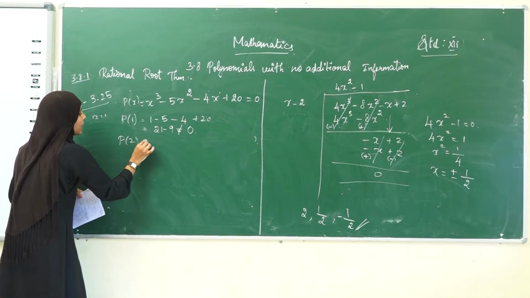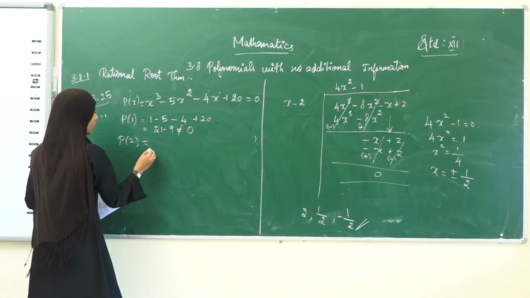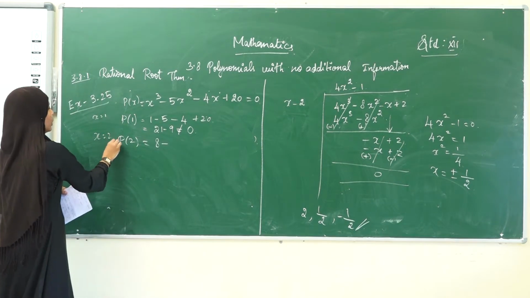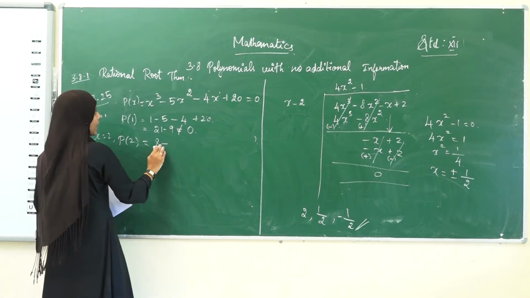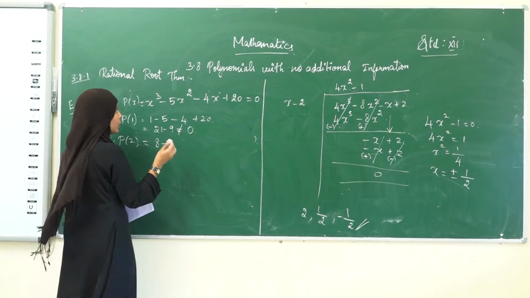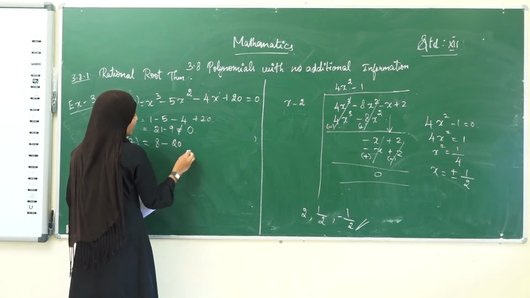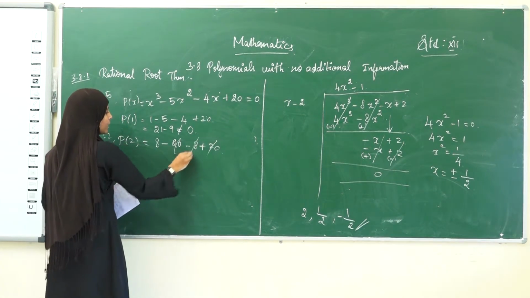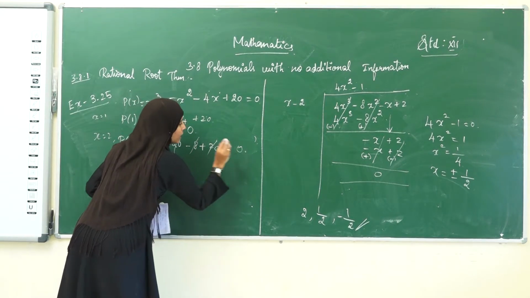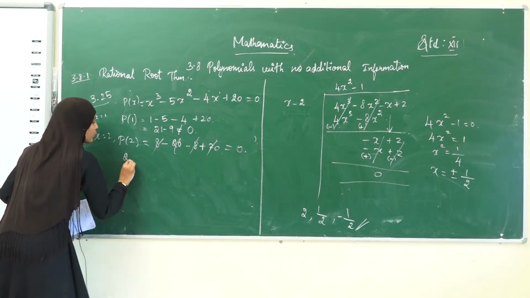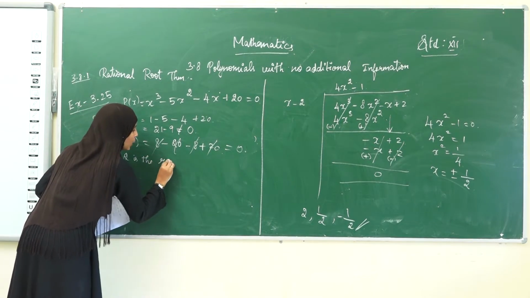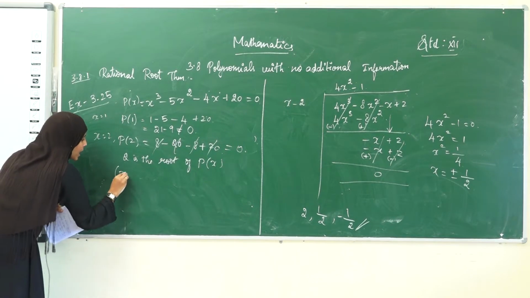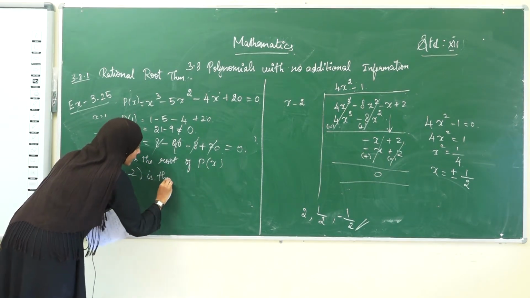Now, let us substitute the next number, that is 2. When x is equal to 2, p of 2 is equal to 2 cube is 8, minus 5 into 2 square, that is 5 into 4, which is minus 20, minus 4 into 2 is 8, plus 20. See, this term gets cancelled and this term gets cancelled. The value is 0. Therefore, 2 is a root of the given polynomial equation, that is p of x. Therefore, x minus 2 is a factor.